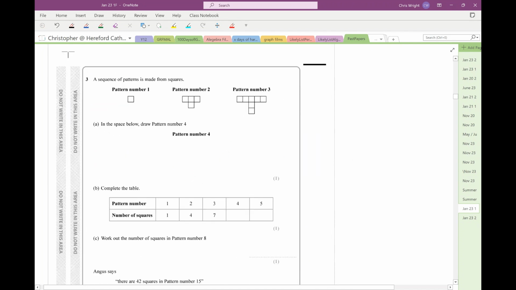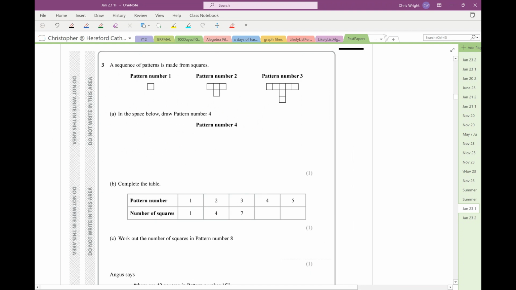Number 3, a sequence of patterns is made from squares. Just pause, have a look at the patterns. It looks to me like pattern 1 and then pattern 2's got those added on. And then here's pattern 2 and pattern 3 adds on one more to each of those spurs coming out, doesn't it?